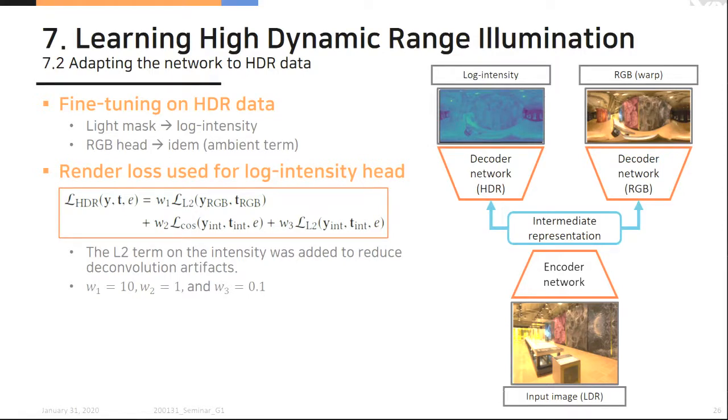Finally, their render loss used for the log intensity head is represented in the box as an equation. The L2 term on the intensity was added to reduce deconvolution artifacts. And then they also set some weights: W1 set to 10, W2 set to 1, and the last 0.1.